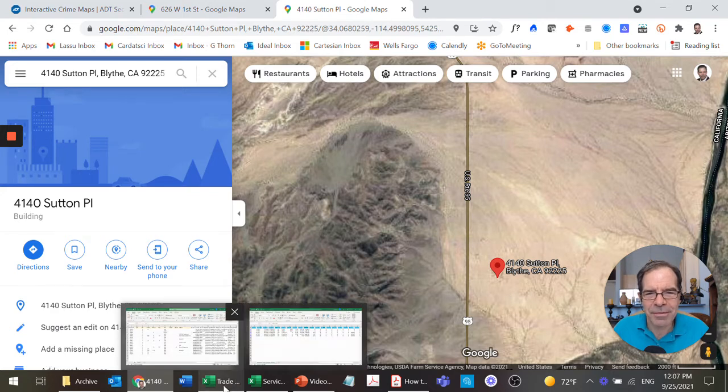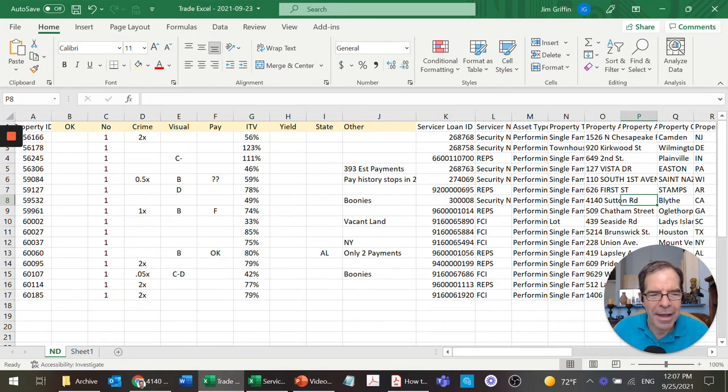That qualifies, my friend, as the boonies. And the problem with the boonies is that if I ever did get this property back, I have a hard time selling that little rascal, wouldn't you say? So this is why I lost interest in this note.